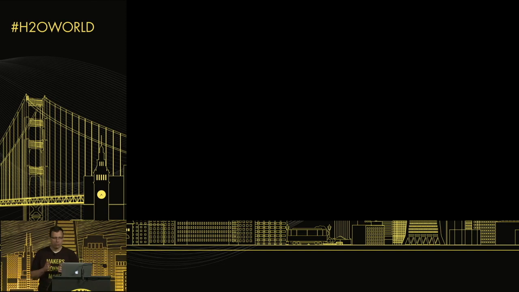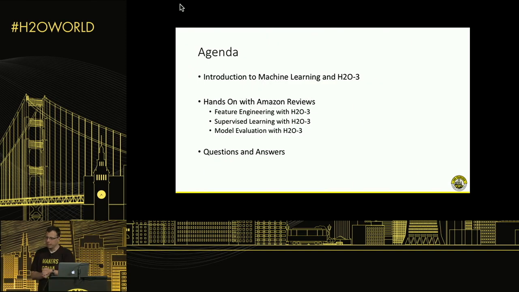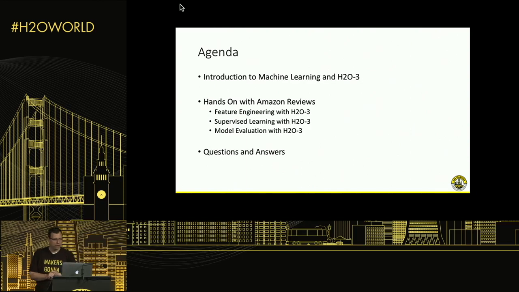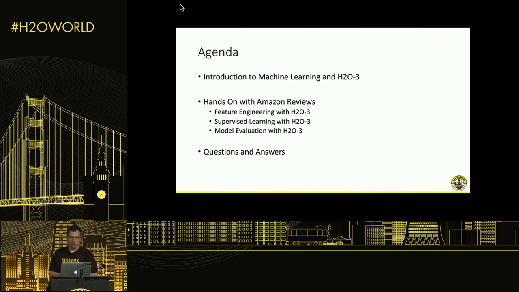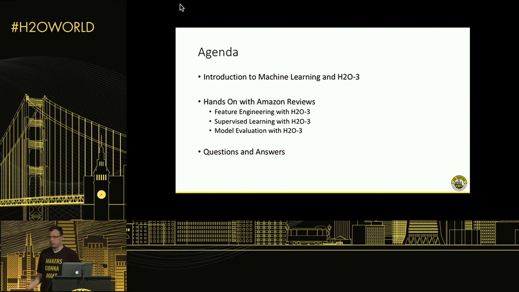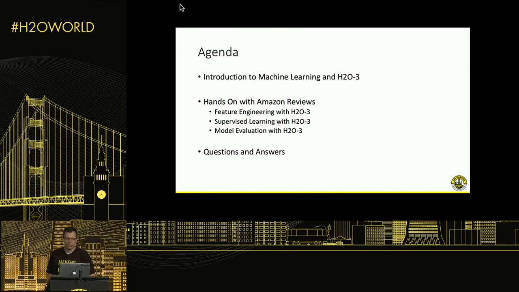Okay, so what will be our agenda, what we will be doing the next 50 minutes? First, we will spend a little bit of time, not too much, on what is machine learning, and then we will go into how you can apply machine learning with H2O open source. This will be very quick, and then we will spend the rest of the time on an actual use case. The labs are all centered around the Amazon reviews data set, and we will try to do some feature engineering with H2O. We will do some supervised learning, build some models, and evaluate the models with H2O.